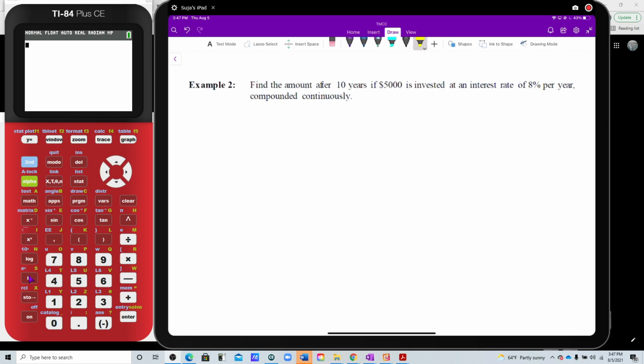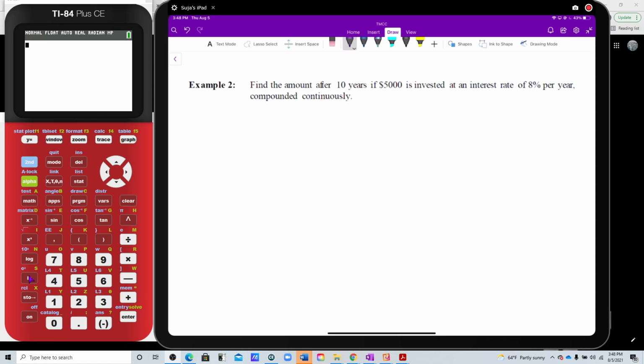In this example, you are asked to find the amount after 10 years if $5,000 is invested at an interest rate of 8% per year, and the money that you're putting in is compounded continuously. If you go through your reading and your book, you will find that there is a formula to do this problem.